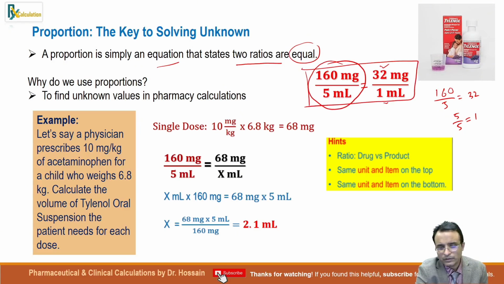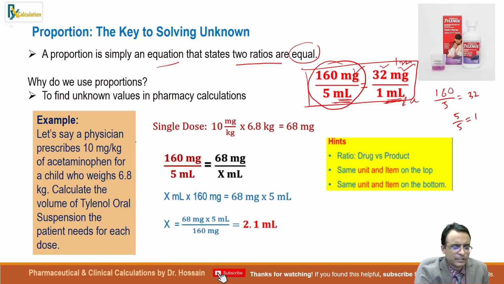When you set up a proportion, you need to make sure you put the same unit on the same side. Milligram on the top, milligram on the top. Same item on the same side. 160 milligram is the amount of drug. 32 milligram is the amount of drug. And 5 milliliter is the oral suspension. Milliliter, milliliter. It's a suspension, suspension. So same unit on the same side, same item on the same side. This is how we set up a proportion. You cannot do 160 milligram over 5 milliliter and 1 milliliter over 32 milligram. You cannot do this.